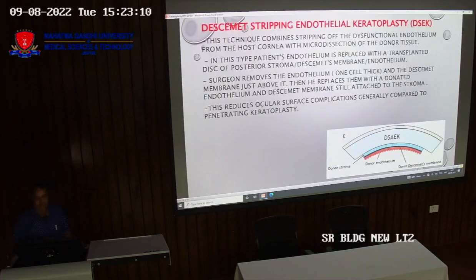Another is the DSEK, Descemet stripping endothelial keratoplasty. This technique combines stripping of the dysfunctional endothelium from the host cornea with micro dissection of the donor tissue. In this type, the patient's endothelium is replaced with a transplanted disc of posterior stroma, Descemet membrane and endothelium. The surgeon removes the endothelium, which is 1 cell thick, and the Descemet membrane just above it. Then he replaces it with a donated endothelium and Descemet membrane still attached to the stroma. This reduces the ocular surface complications generally compared to penetrating keratoplasty.